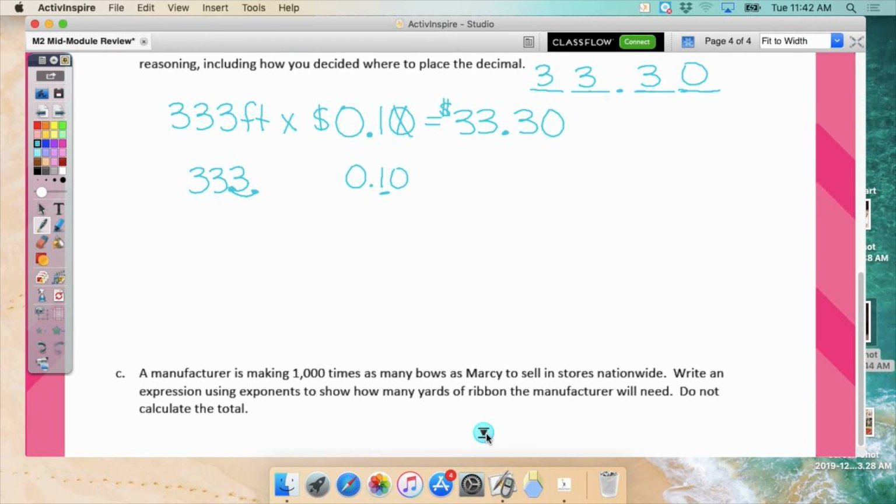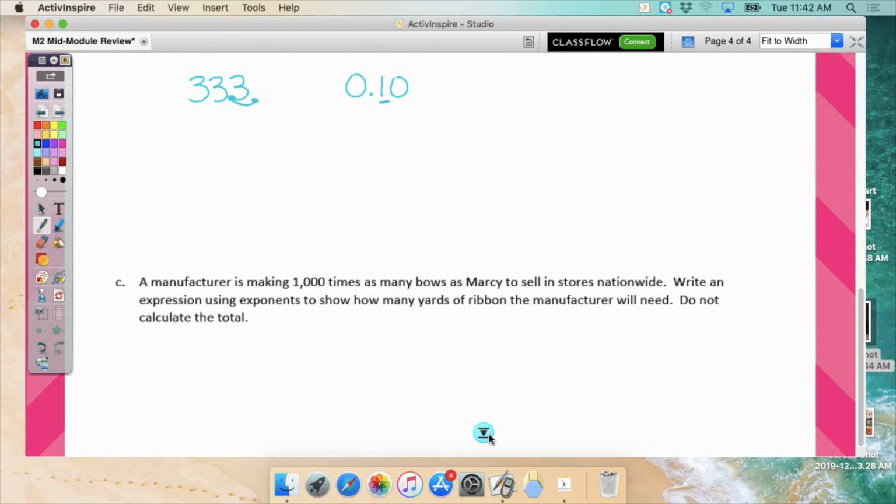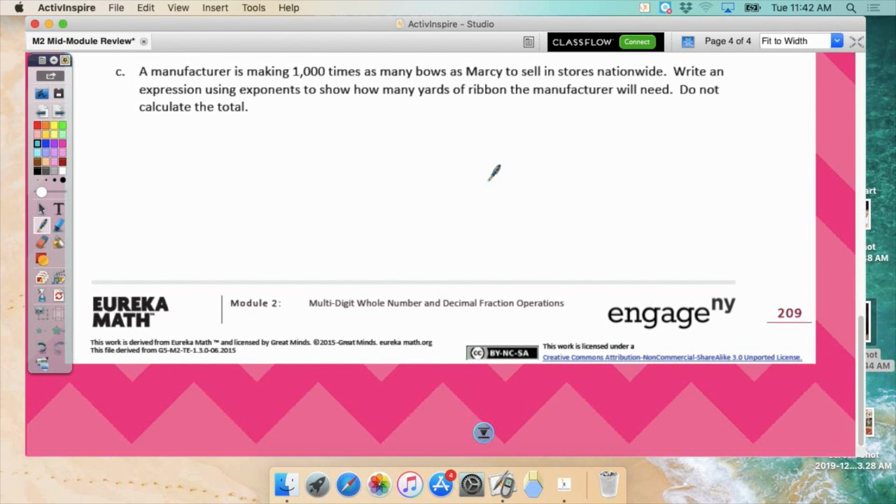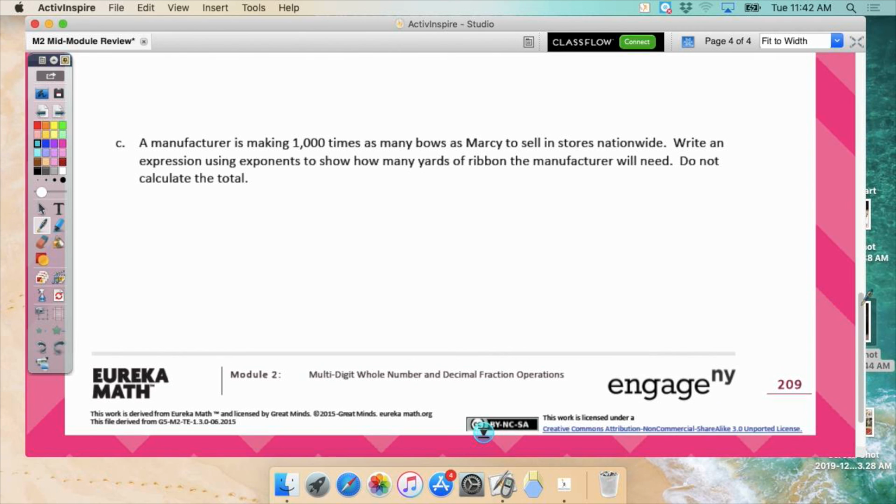Okay, let's look at the last one. We're going to need to know that information on the top of the paper. And I can't see the top of my paper, but you can see yours. So how many bows did she make? 74. Now this is the tricky part. I'm going to read this question, and then I want you to tell me the next number I'm going to need.